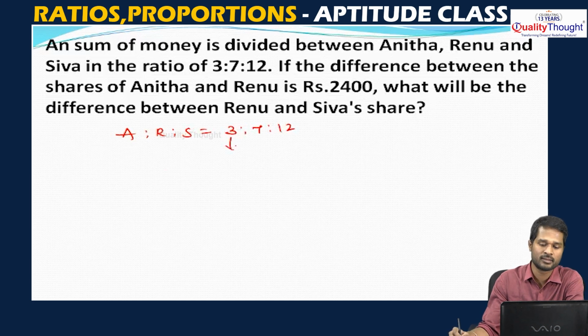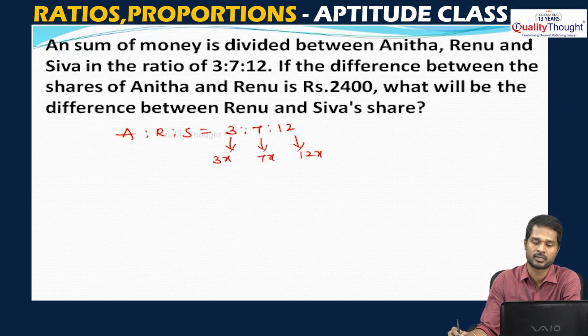3:7:12. I'll take this as 3x, I'll take this as 7x and I'll write this as 12x. Okay, Anita's part 3 I am taking as 3x, Renu's part 7 I am taking as 7x, and Shiva's part 12 I am taking as 12x. Now what he said, this is the money they distributed.